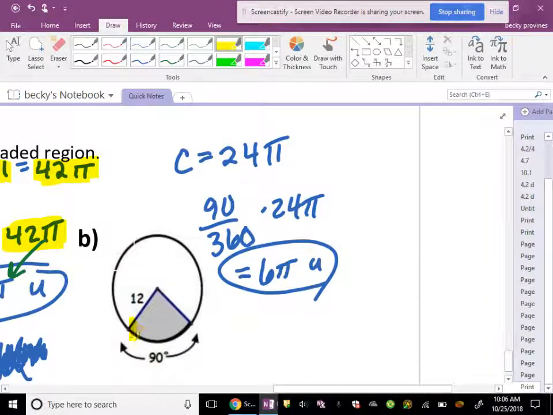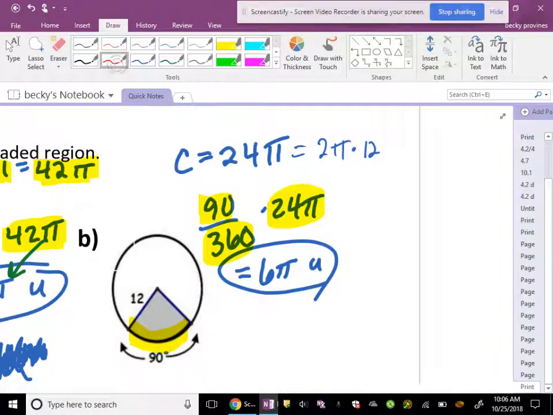Last one. The arc provided is 90. It's over 360. You're going to times it by circumference. So again, it's 2 pi times radius, which is 12. So 2 times 12 is 24. So I write the 24 pi in here. Again, the way I type it in, 90 divided by 360, hit enter. You get a decimal. Times that by 24, and you get 6. So you put 6. You drop down that pi symbol, and you put the unit.